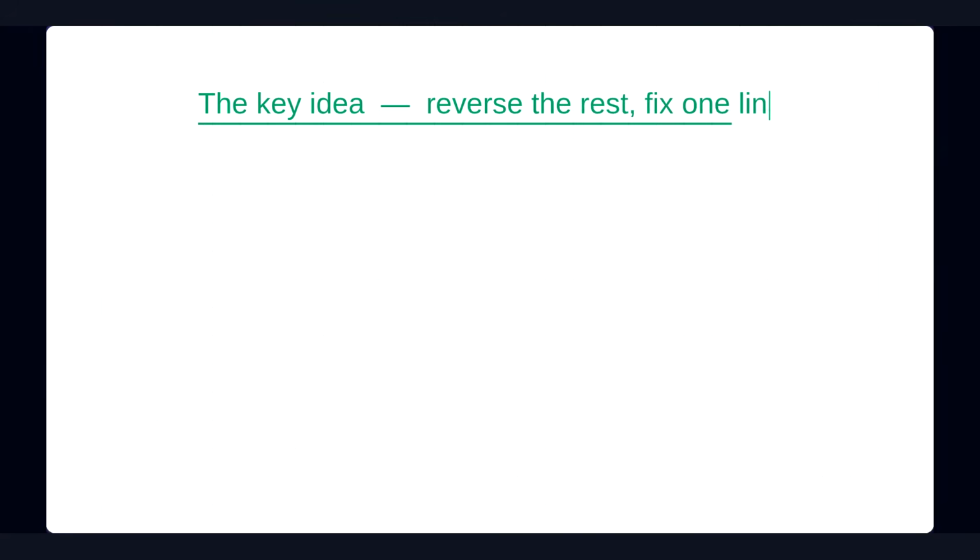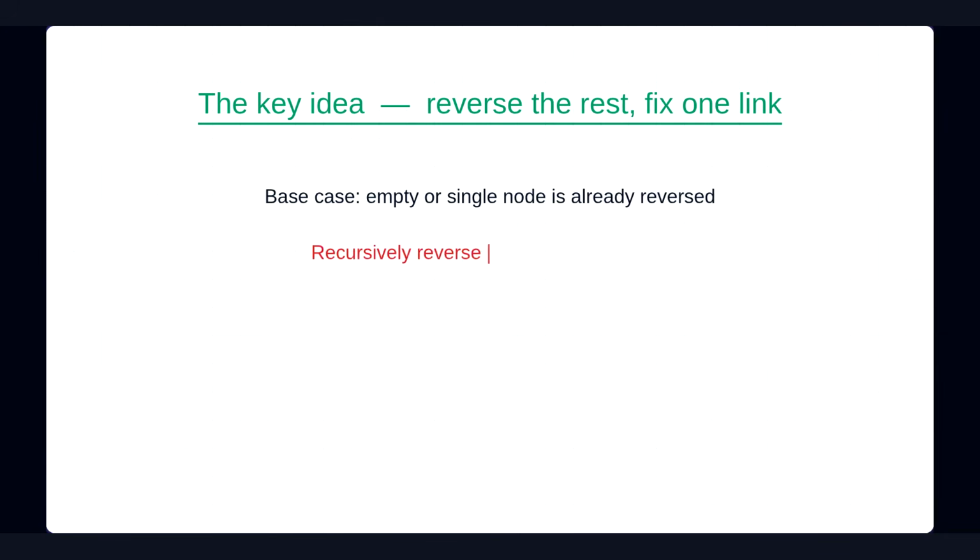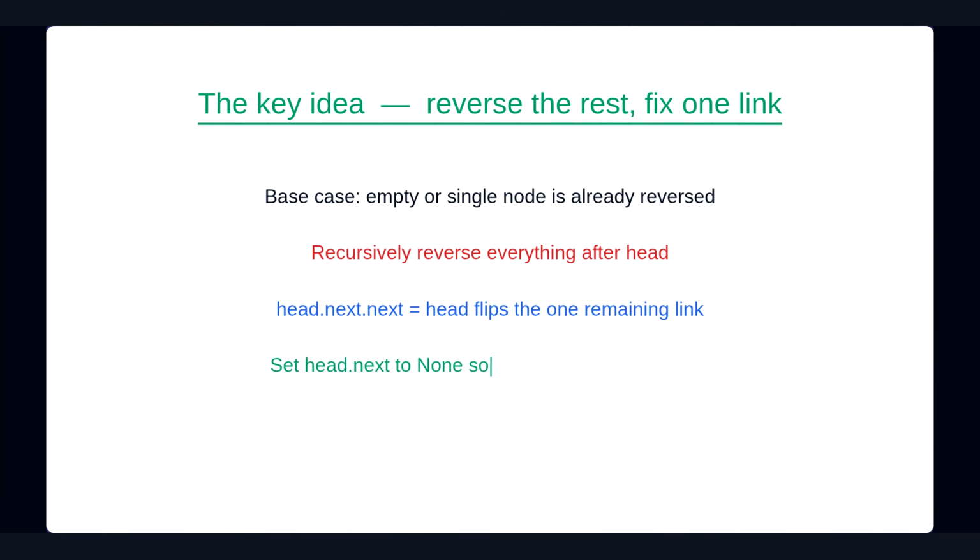Here is the recursive idea. If the list is empty or has just one node, it is already reversed, so we return it as is. Otherwise, we ask recursion to reverse everything after the head, and it hands us back the new head of that reversed part. Now the second node's next should point back at the first node. Since head.next is that second node, we write head.next.next equals head to flip that link. Then we set head.next to nothing, so the old head becomes the new tail. Finally, we return the new head.